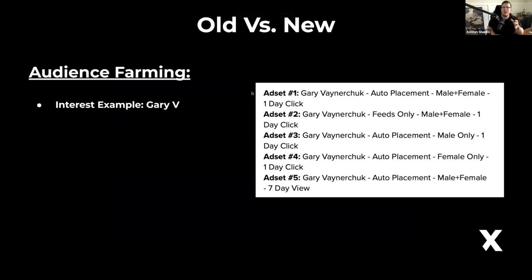And so when we go to create Gary Vaynerchuk, we create a campaign where it has single based interests in each one. And then each one of the interests, or the ad sets inside of it, are the same core audience, meaning each ad set is Gary Vaynerchuk, but then we test micro segments of it, forcing the ad set to go to a different pocket, right? So ad set one might be male plus female, 1 day click. Ad set two might be feeds only, male plus female, 1 day click. Ad set three might be auto placement, male only. 4, female only. 5, male plus female, but 7-day view.